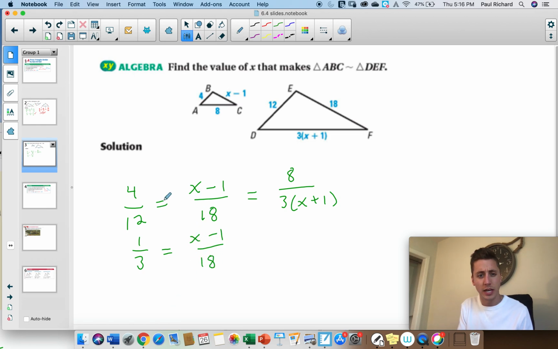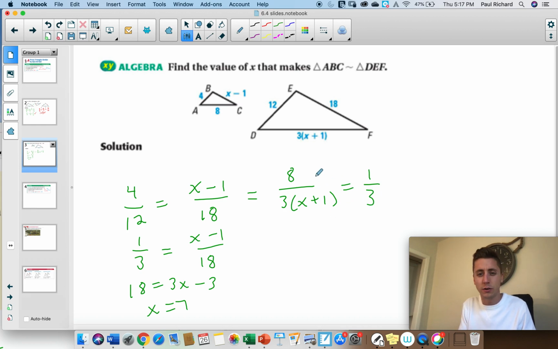Okay, I'm going to set that equal to, you know what, I'm going to take this one and set it equal to a third as well. And we'll solve both of them just to make sure that we get the correct value for x that makes this true. How do we solve a proportion? We cross multiply, so that's 18 is equal to 3x minus 3. Right, add 3 to both sides, 3x is equal to 21. Divide by 3, x is 7 here.